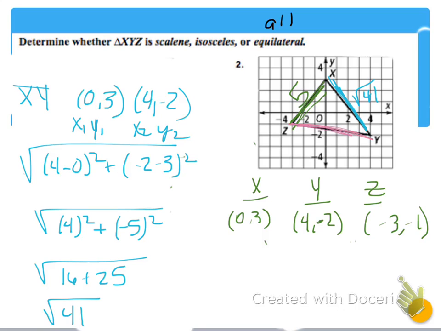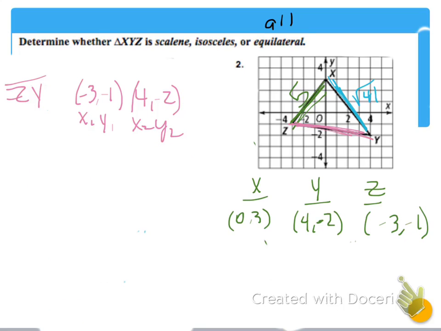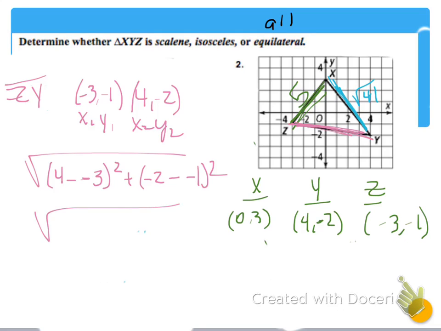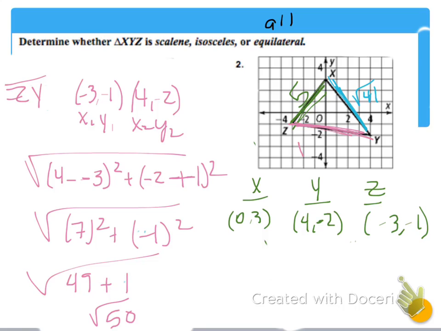So we need to check ZY, so I'm going to put the points up and show you that first. So here are the 2 points I'm using. I'm going to plug them into my formula again with x2 minus x1 squared plus y2 minus y1 squared. So I'm going to get 4 plus 3 is 7 squared, plus, this becomes a plus, so negative 1 squared. So 49 plus 1, so square root of 50, and none of them are the same, so this is a scalene triangle with no sides being the same length.